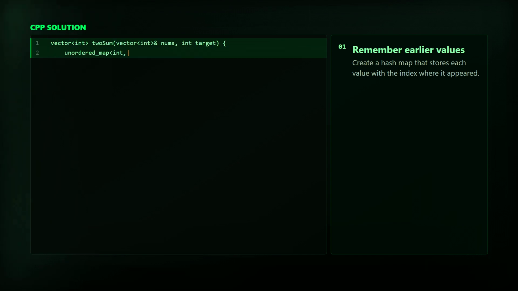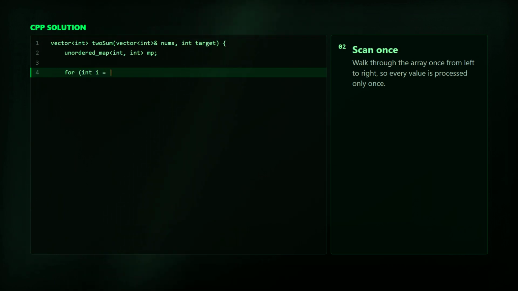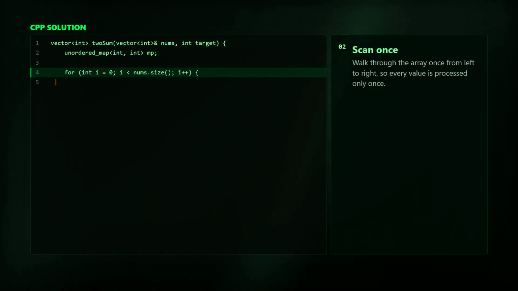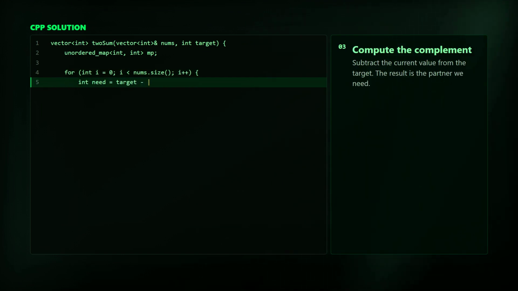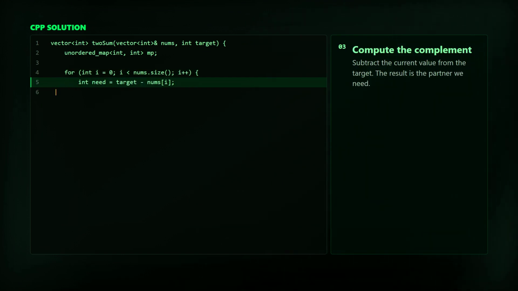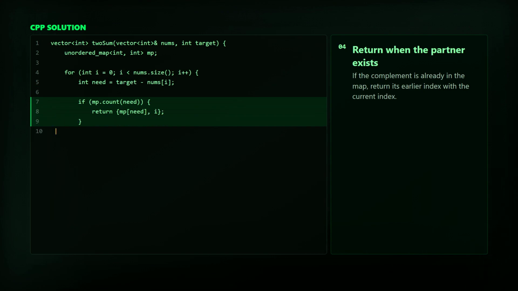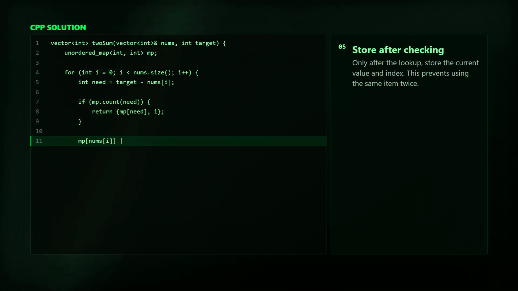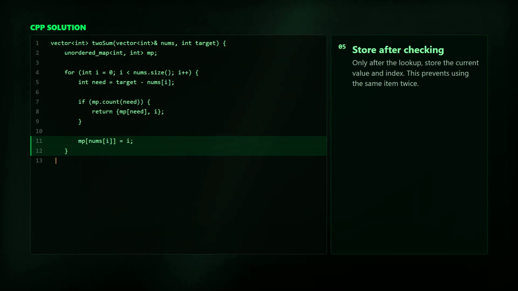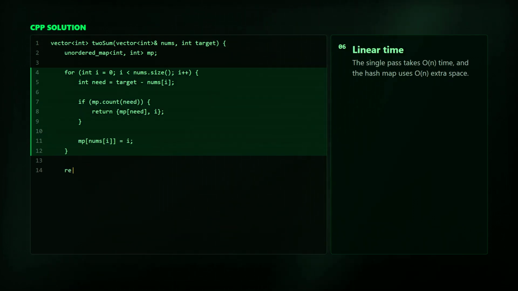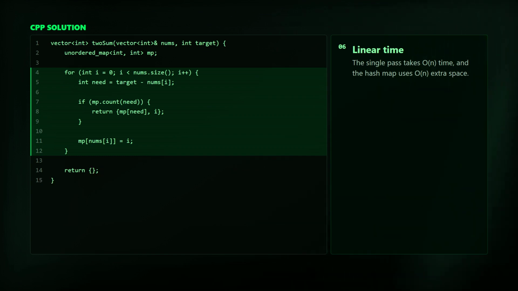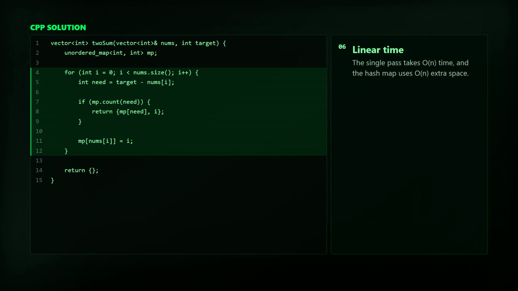First, create a hash map that maps each number to the index where it appeared. Then loop through the array exactly once from left to right. For each value, calculate the complement, target minus the current number. If that complement is already in the hash map, return the stored index for the partner along with the current index. If the partner is not there yet, store the current number only after checking. Because every number is processed once, the time complexity is O of n, and the hash map may use O of n extra space.